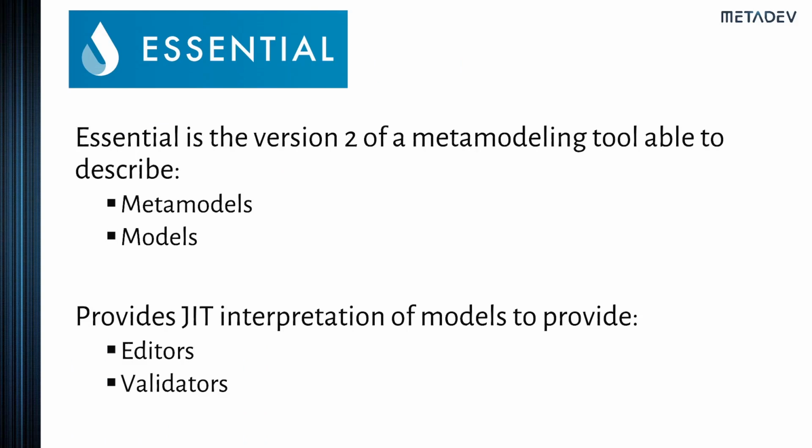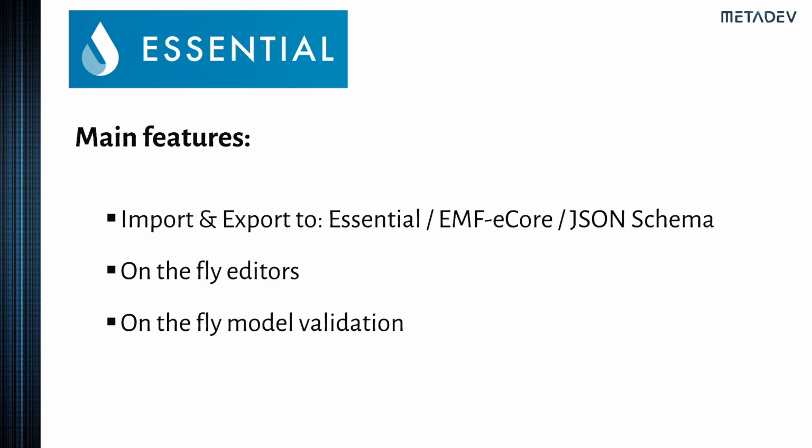Essential is the second version of a meta modeling tool able to describe meta models and editors, also on the web. And we provide just-in-time interpretation of models to provide editors and validators on the fly. So the best thing we can do is just show a demo.